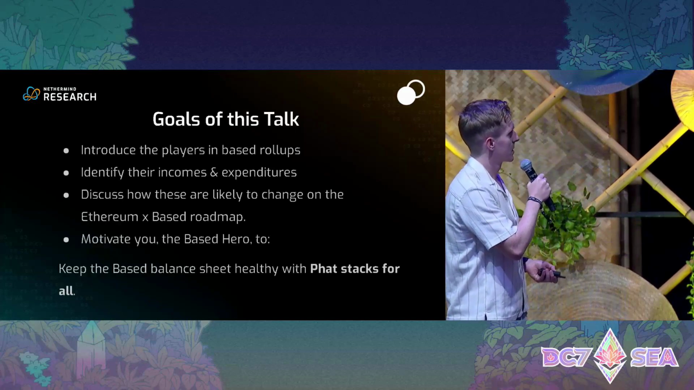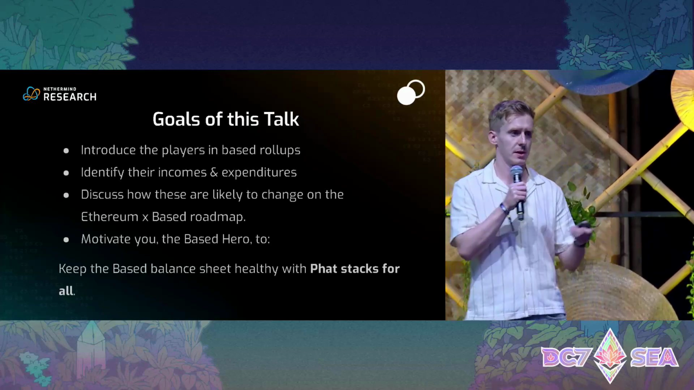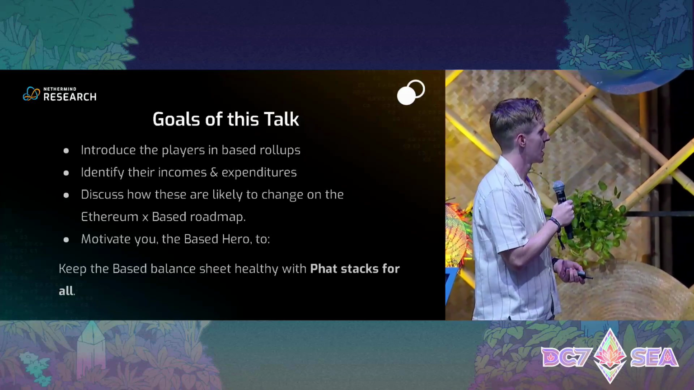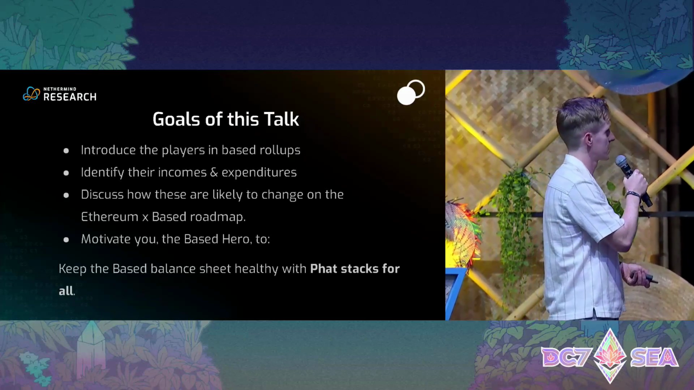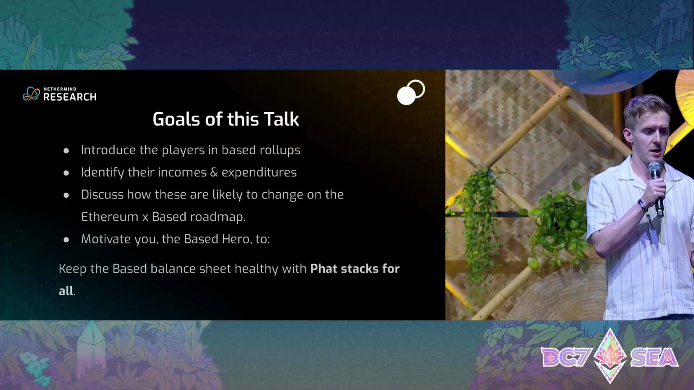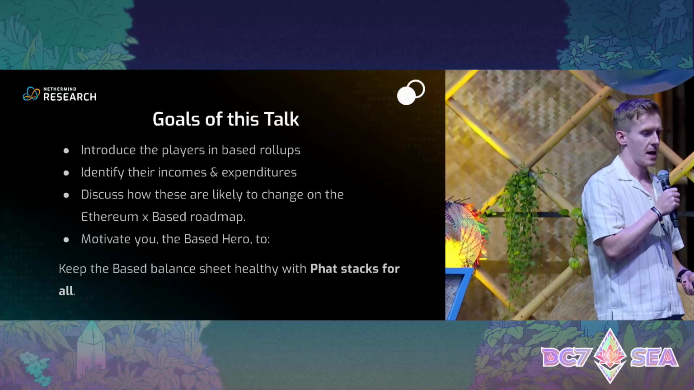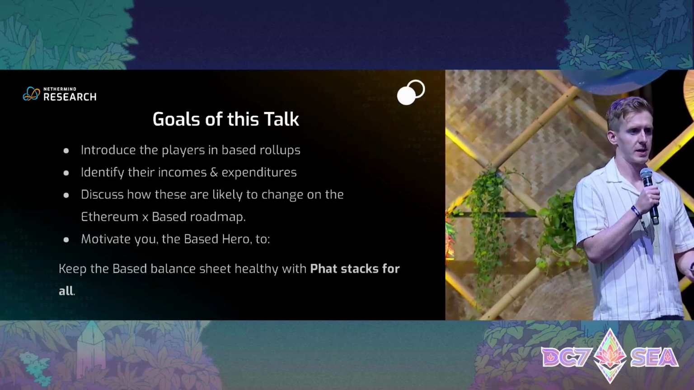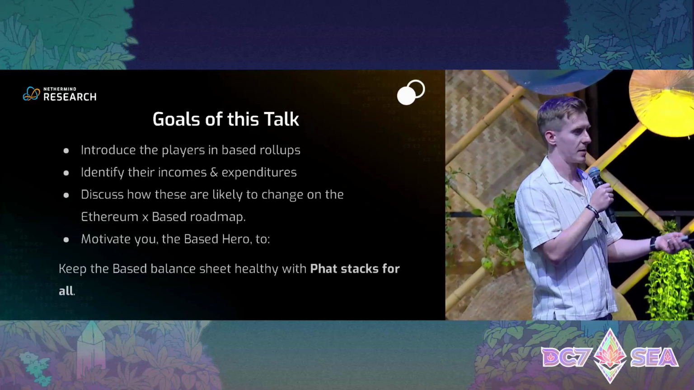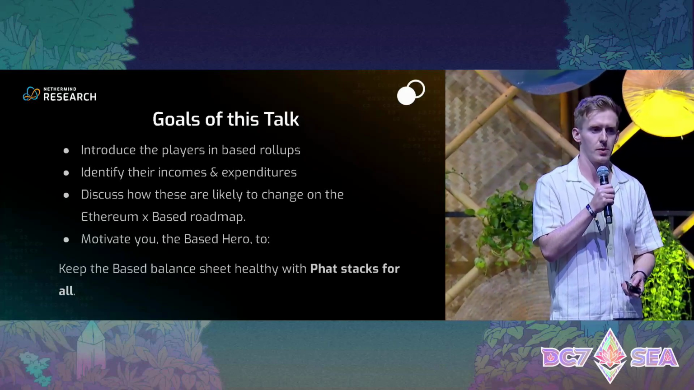So the goal of today's talk is to introduce the players in base rollups. We're going to look at each of the players and think about the income and expenditure that they have and whether they should be playing this game. Identify their income and expenditures. Discuss how these income and expenditures are going to change on the upcoming roadmap, the big changes that we're expected to see, and then motivate you all to participate in base rollups and be thinking about these income and expenditure problems that exist. And I mentioned fat stacks for all, but really what that means is everybody has positive P&L when they're playing these games.